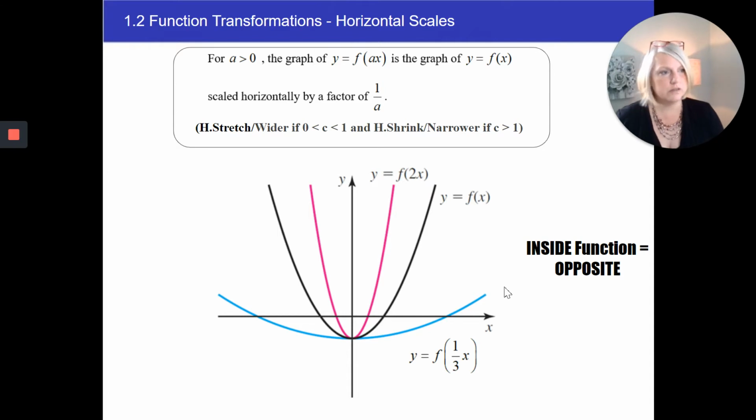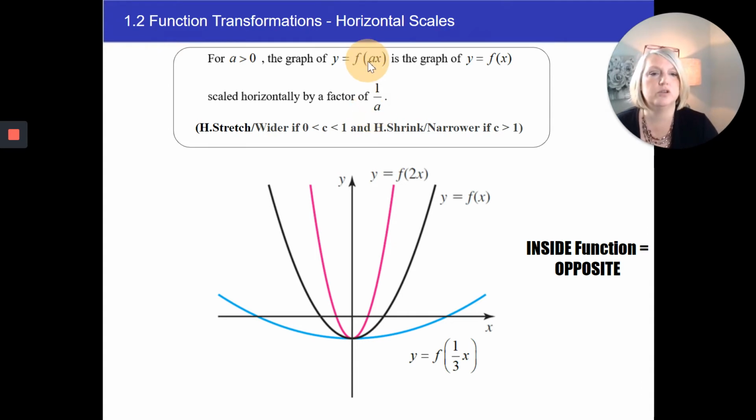Now, horizontal scales, that's also something that we want to look at. In that one, remember that on the inside is always opposite, because of the undoing of the stuff that happens before. So when we talk about what factor you're scaling by, our factor is actually going to be the reciprocal of A, because the opposite of multiplying is dividing, or reciprocal.